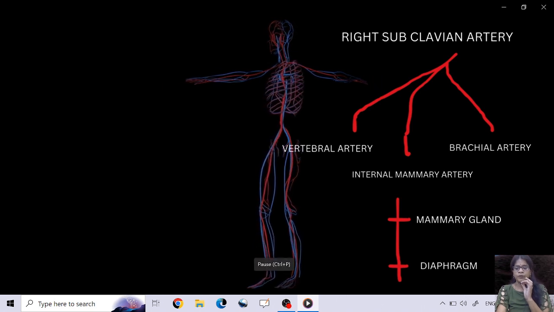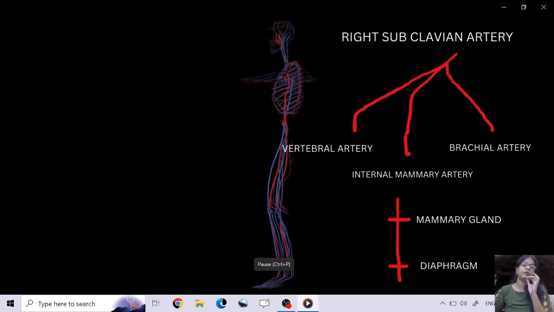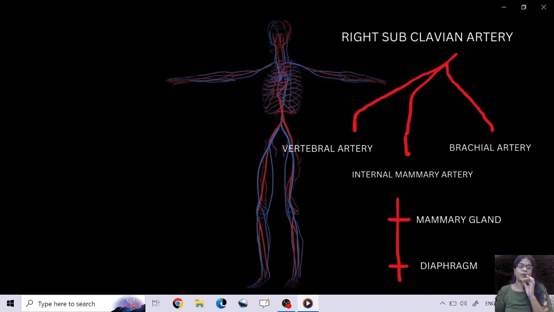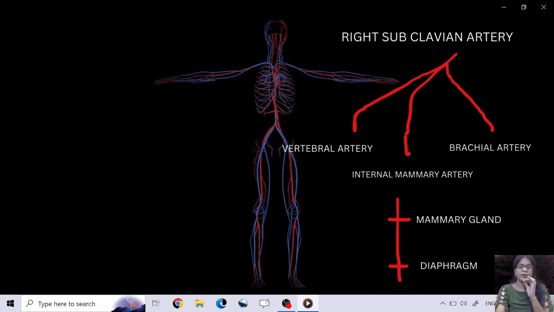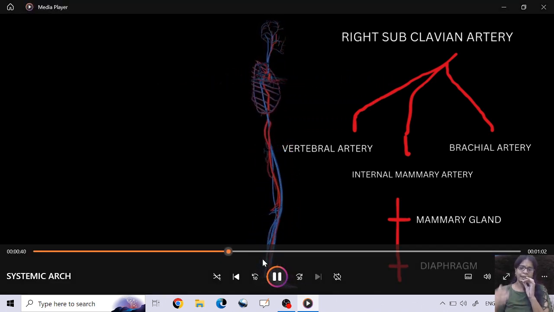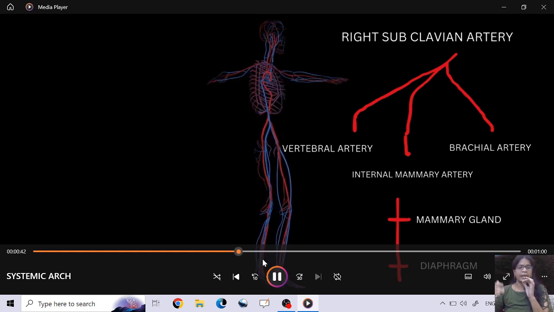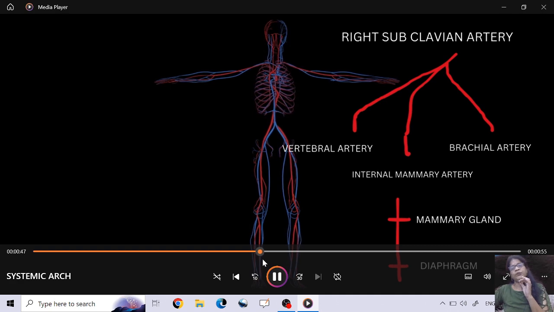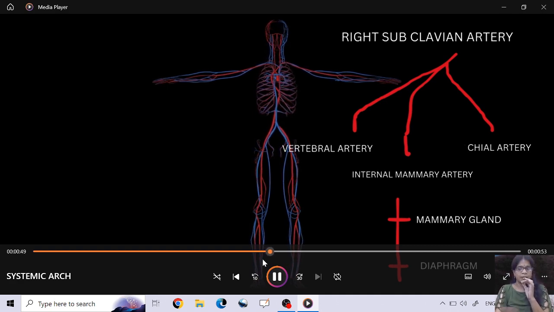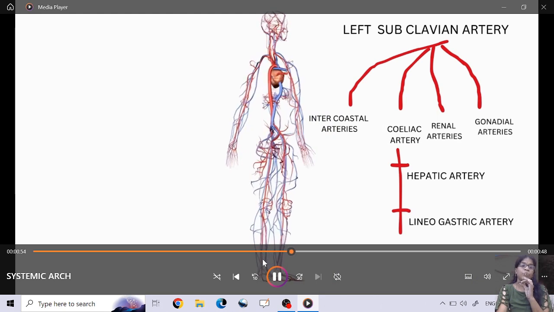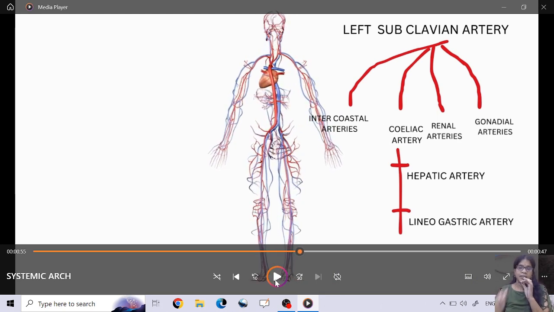So let's go to your left subclavian artery, and this is even more mechanized. The whole system is so well organized. Now let's talk about the left subclavian artery. It is again divided into vertebral, internal mammary, and brachial. And apart from that, this left subclavian artery also gives rise to other important arteries. So what are they? Let's get to know them. It is divided into intercostal arteries, celiac artery, renal artery, and gonadal artery.